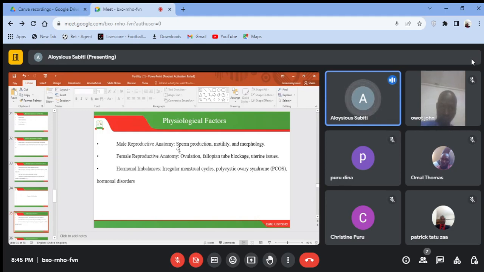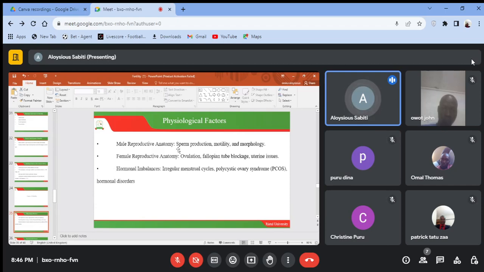So, another physiological factor in that sense is the female reproductive anatomy. And here we are talking about ovulation, fallopian tube blockage, and uterine issues. So, if these issues are there, the woman may not be able to produce the egg to travel, the fallopian tube is blocked, the eggs cannot cross through, or the woman cannot produce the ova to move, or maybe the woman has issues with her uterus, and so forth. These are some of the causes of infertility.